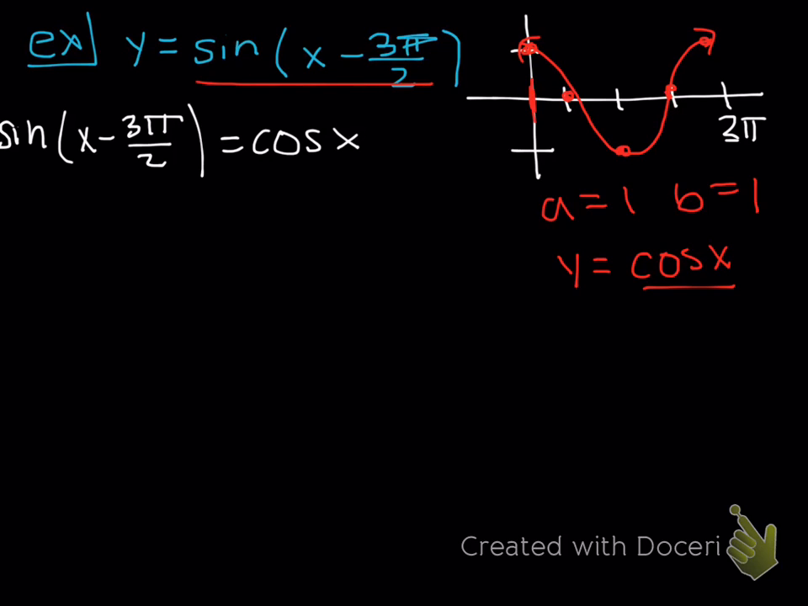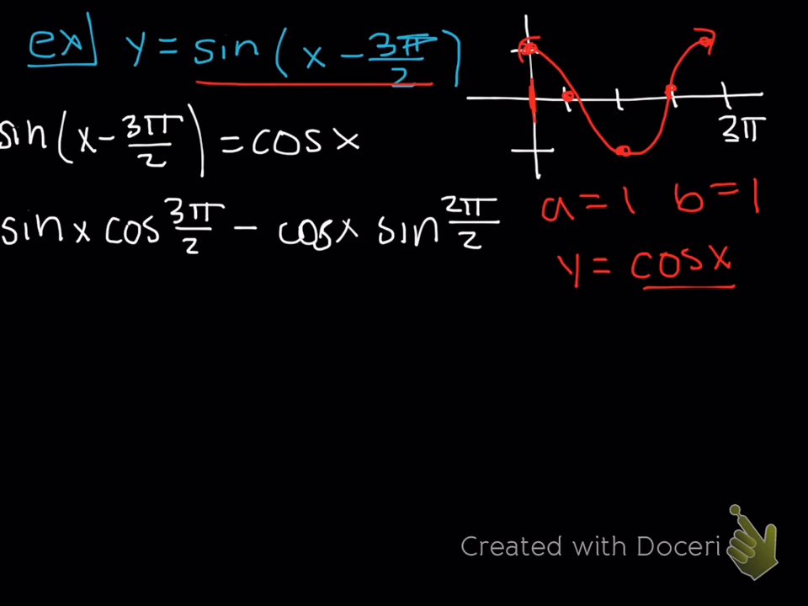So again, we're going to use our identities. X is alpha, 3 pi over 2 is beta, and I use the formula. So I get sine of x cosine of 3 pi over 2 minus cosine x times sine of 3 pi over 2. And now we have to think about the unit circle. So I know 3 pi over 2 is straight down, so it's the opposite of the last coordinate that we used. So this coordinate is 0, negative 1.